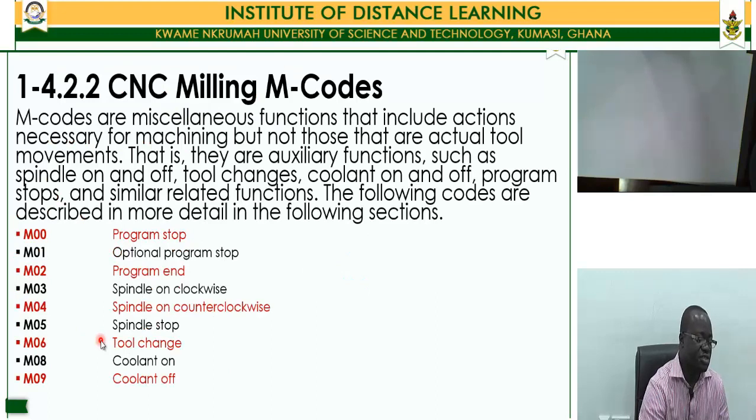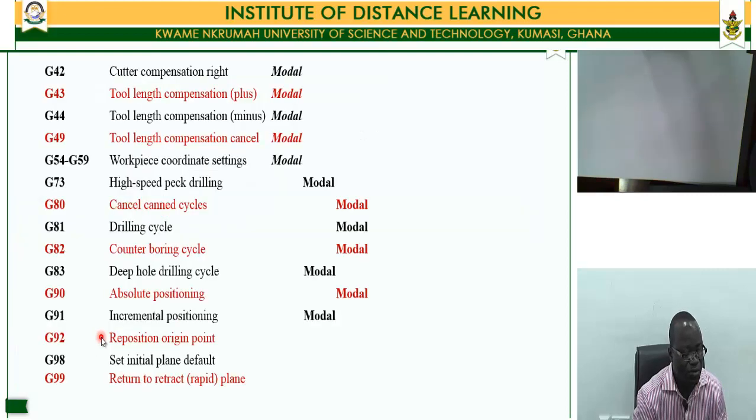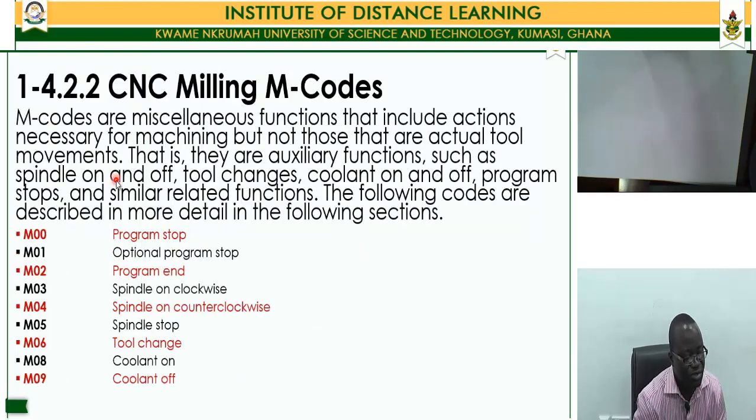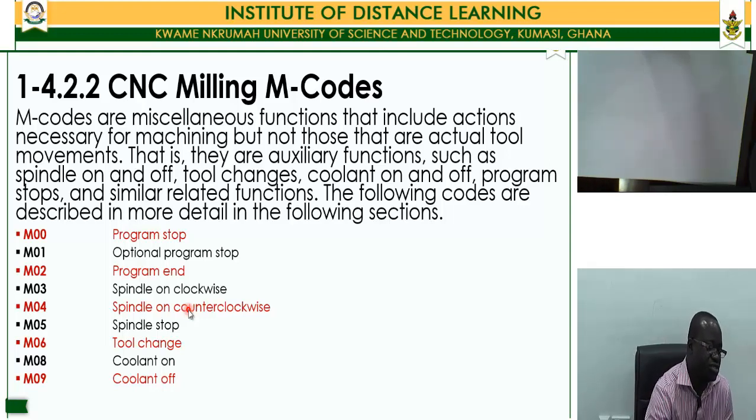Now, when you have G92, if you want to reposition the origin point on the workpiece, then you can use the G92 command. If you use G98 command, then you are setting initial plane as a default, and the G99 is return to retract or rapid plane.